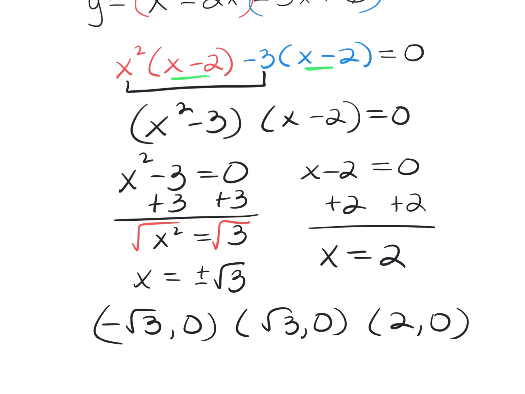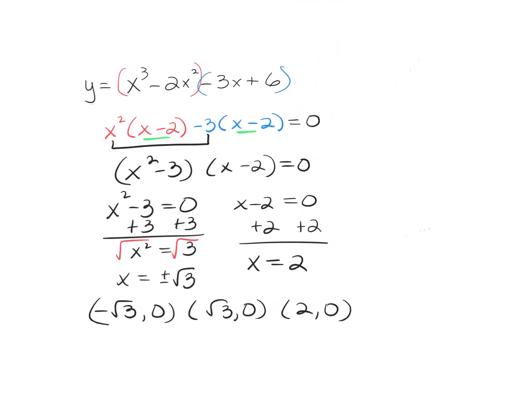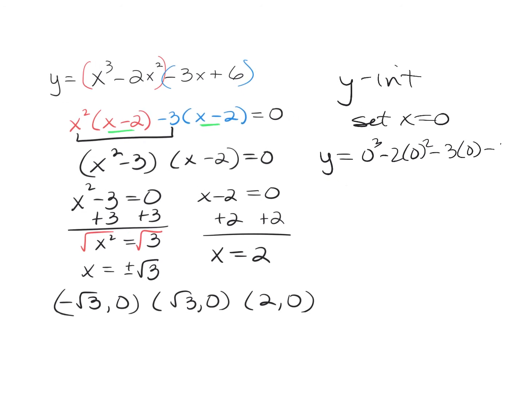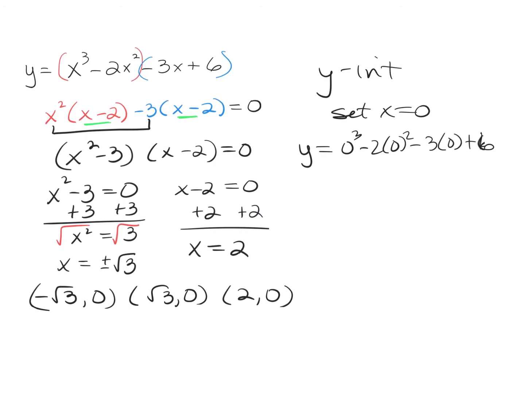To find the y-intercept, I am going to set x equal to 0. Now, again, it's just the constant. So I'm going to set x equal to 0, and I'm plugging it into the original. So y equals 0 cubed, minus 2 times 0 squared, minus 3 times 0, plus 6. And then notice all of this is just a 0. So then I'm just left with my y-intercept, which is just the constant, (0, 6).